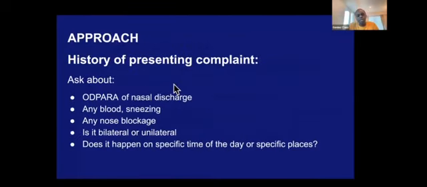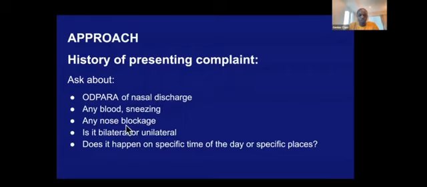The approach to this particular task is to take the history of the presenting complaint. So ask about the nasal discharge, the onset of the nasal discharge. Did it start suddenly or gradually? How long has he had it for? Is it getting worse or getting better, the progression? Anything that makes it worse, aggravating factors? Anything that makes it better, relieving factors? Is there any bleeding, any sneezing, any nasal blockage as well?